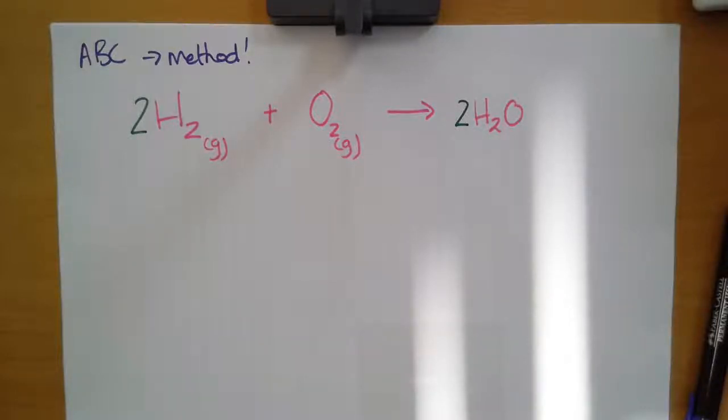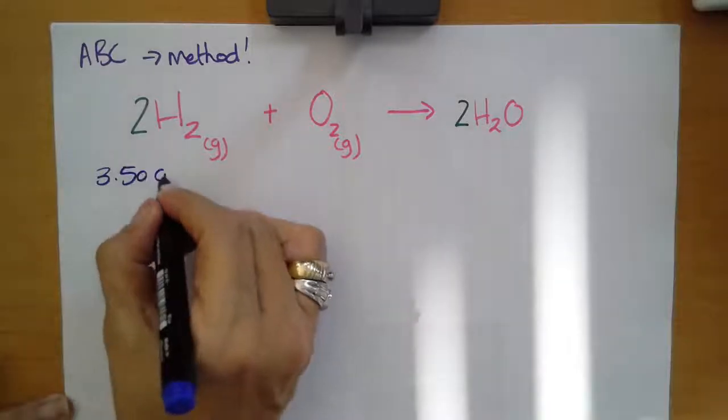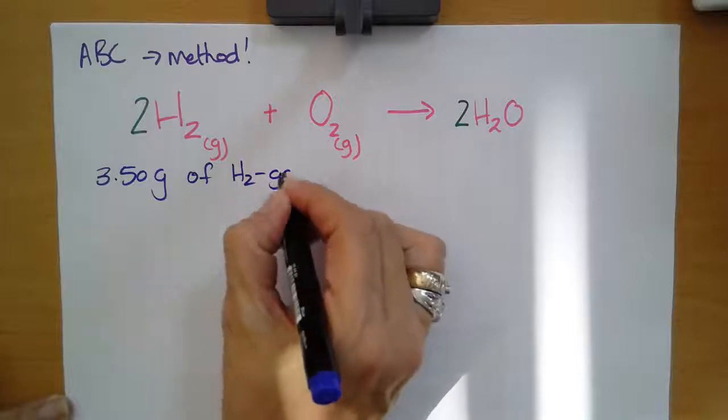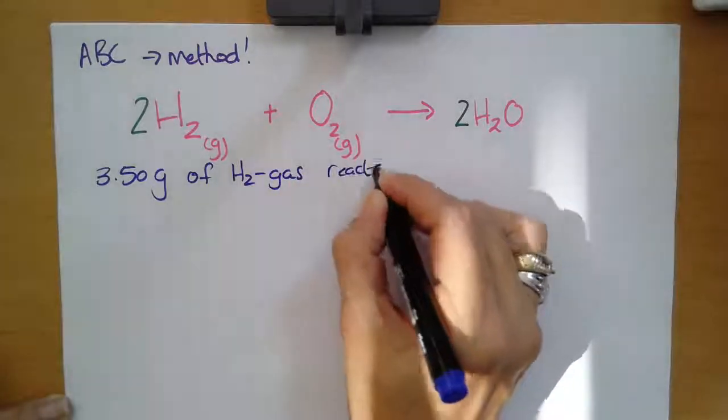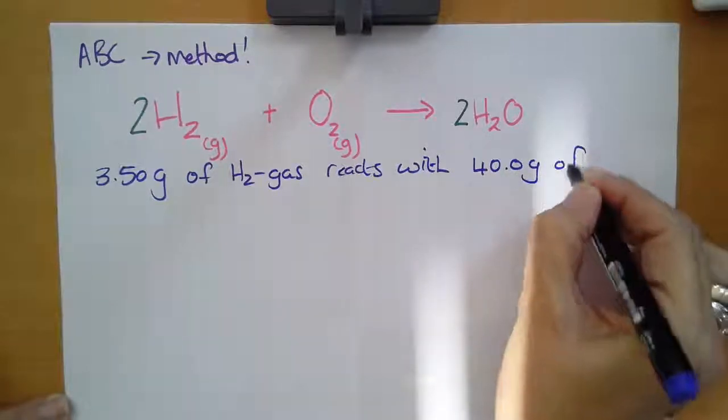So let's look at an example of a question for limiting reactants. There are 3 questions they can ask you in stoichiometry. The first one is, they give you 2 of these. Let's give you an example question: 3.50 grams of hydrogen gas reacts with 40 grams of oxygen.